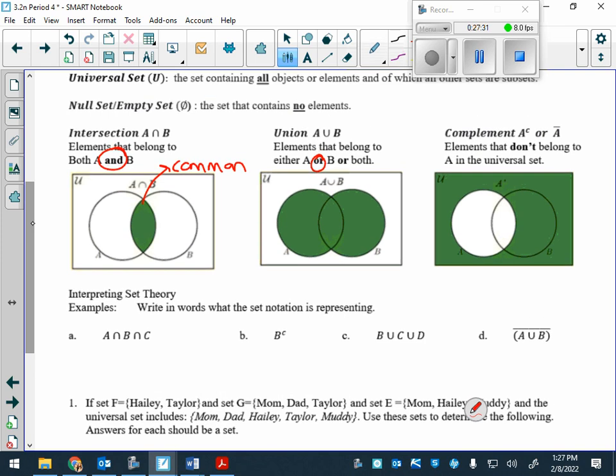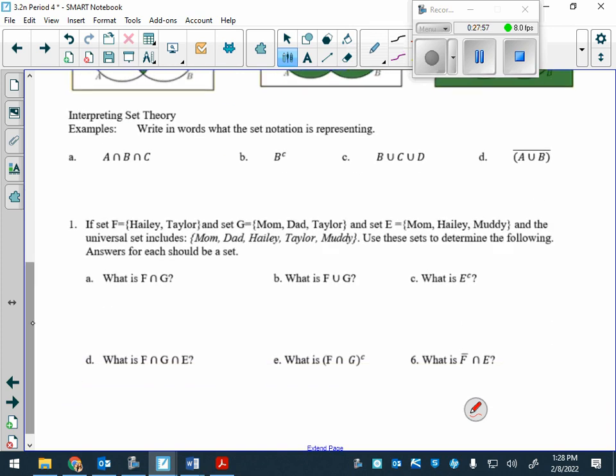The next one is called the complement. It has that little C or a line over it. Another notation would be like that. It's elements that do not belong in A, for example. So if you notice, everything is shaded in except the full circle of A. So for the first few, we're going to write what this means in words. Then we're going to apply it one way and another way using a Venn diagram.